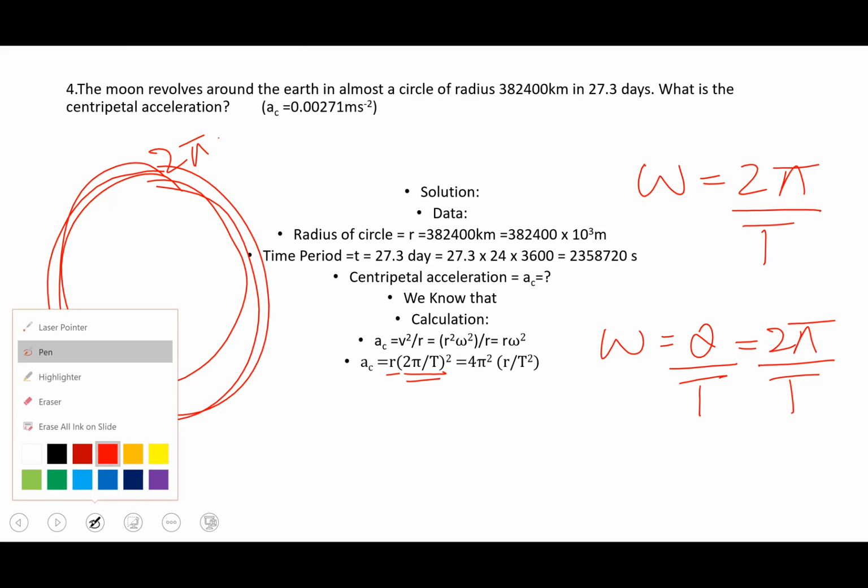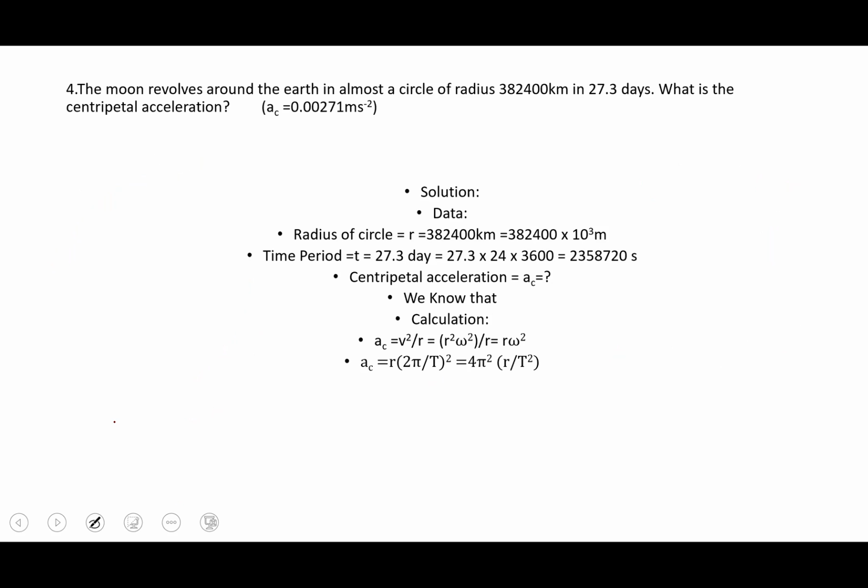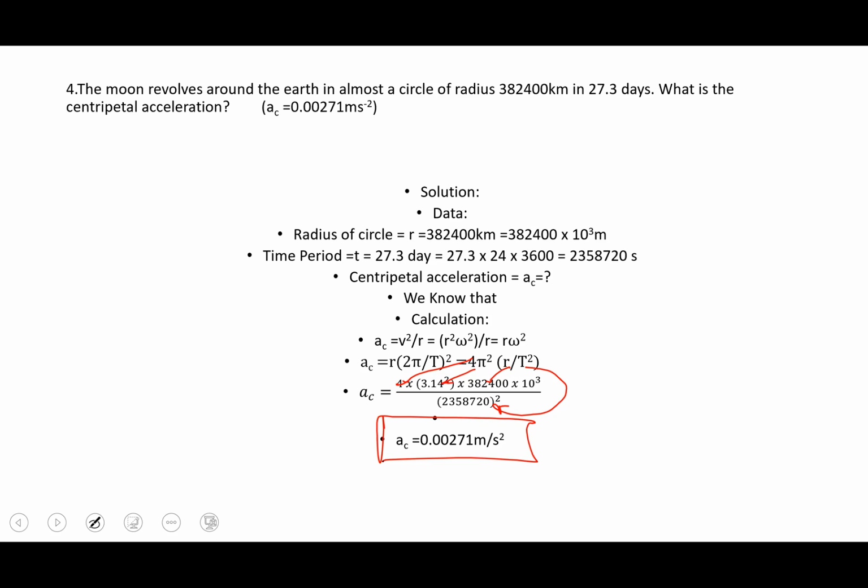Now, if we put in the values, we get AC is equal to 4, because this 4 comes over here. The value of pi square is given to us. The radius is given to us. The time period is given to us as well. So taking the square of the time period and putting in the values, what do we get? We get the acceleration equal to 0.0271 meter per second square, which is the centripetal acceleration for the moon to orbit around the earth.